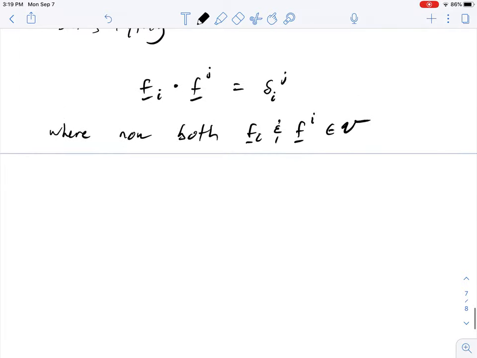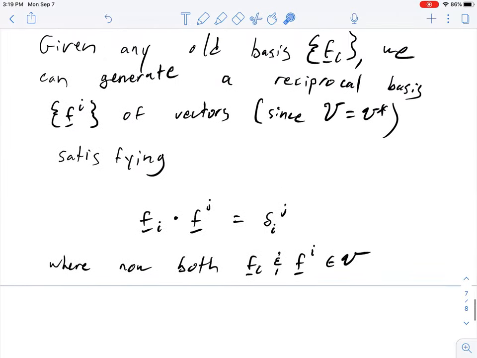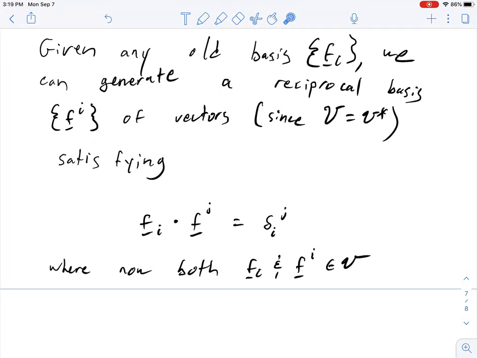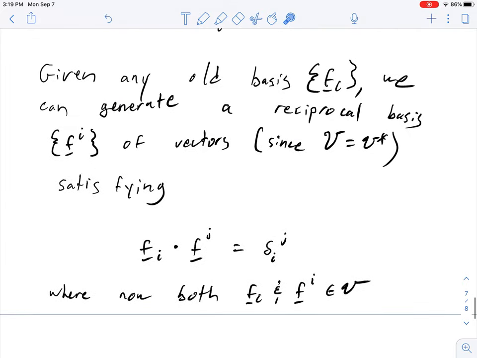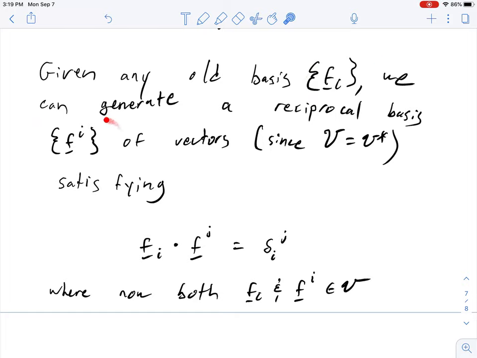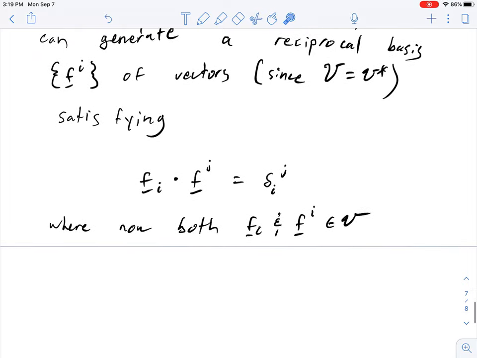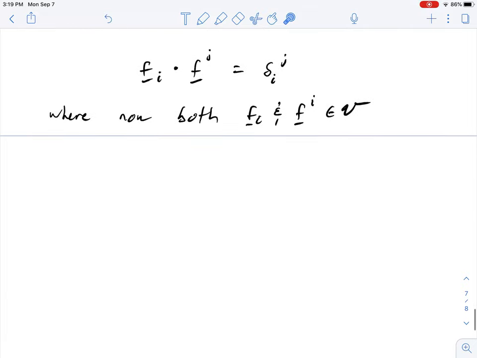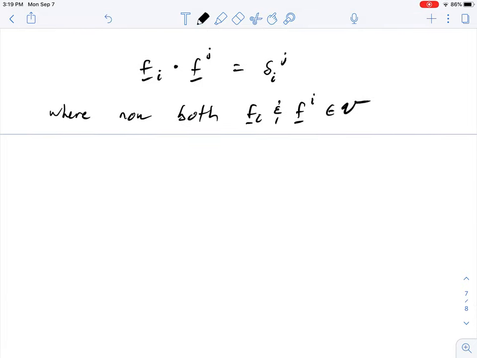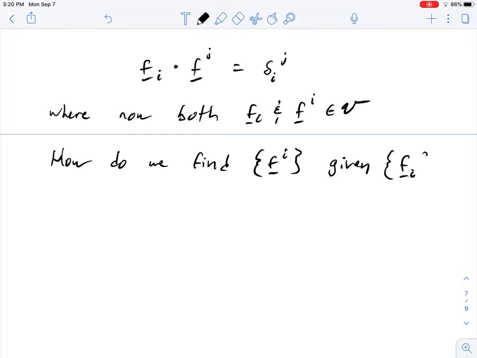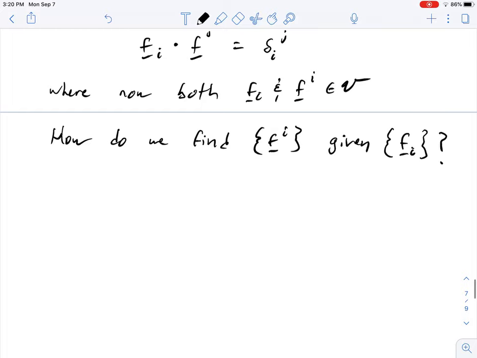All right, so how are we going to calculate this reciprocal basis in components relative to the original basis? That's what we'd like to do: say, given this, what do these look like expressed in components? Well, how do we find the f superscript i, the reciprocal basis, given the original basis?